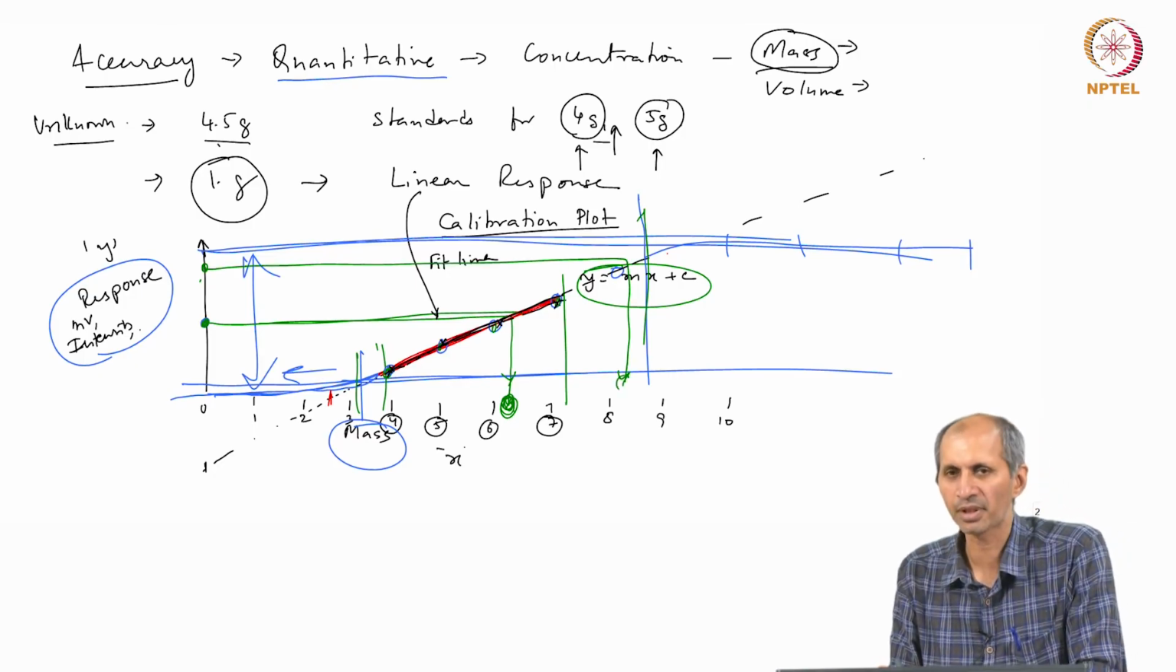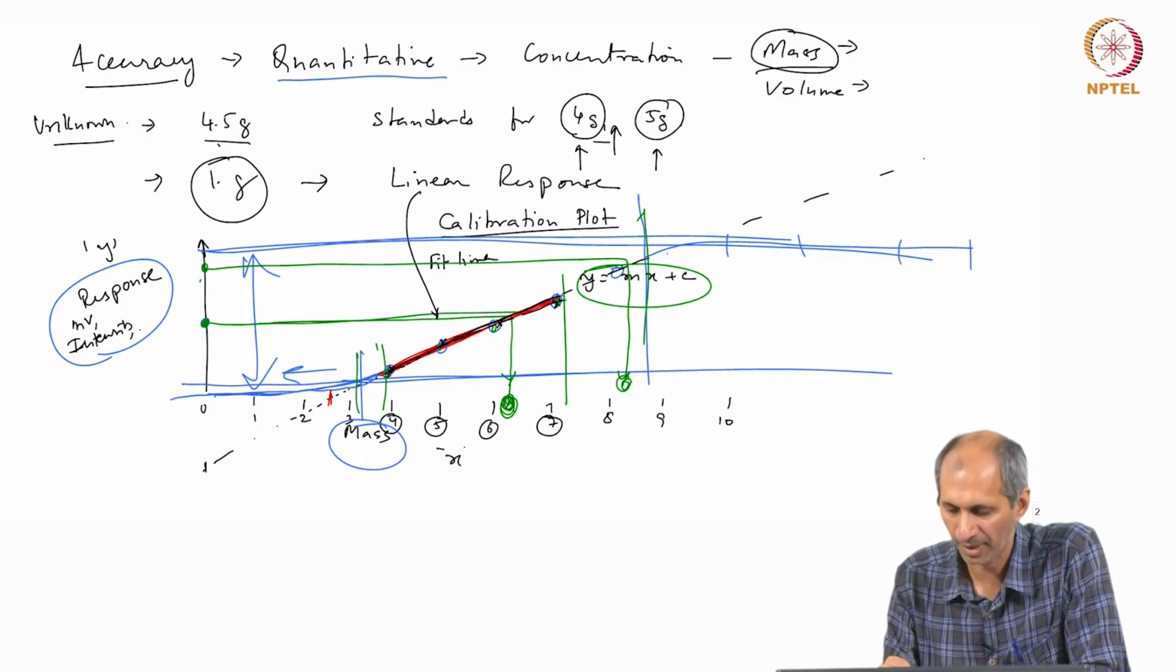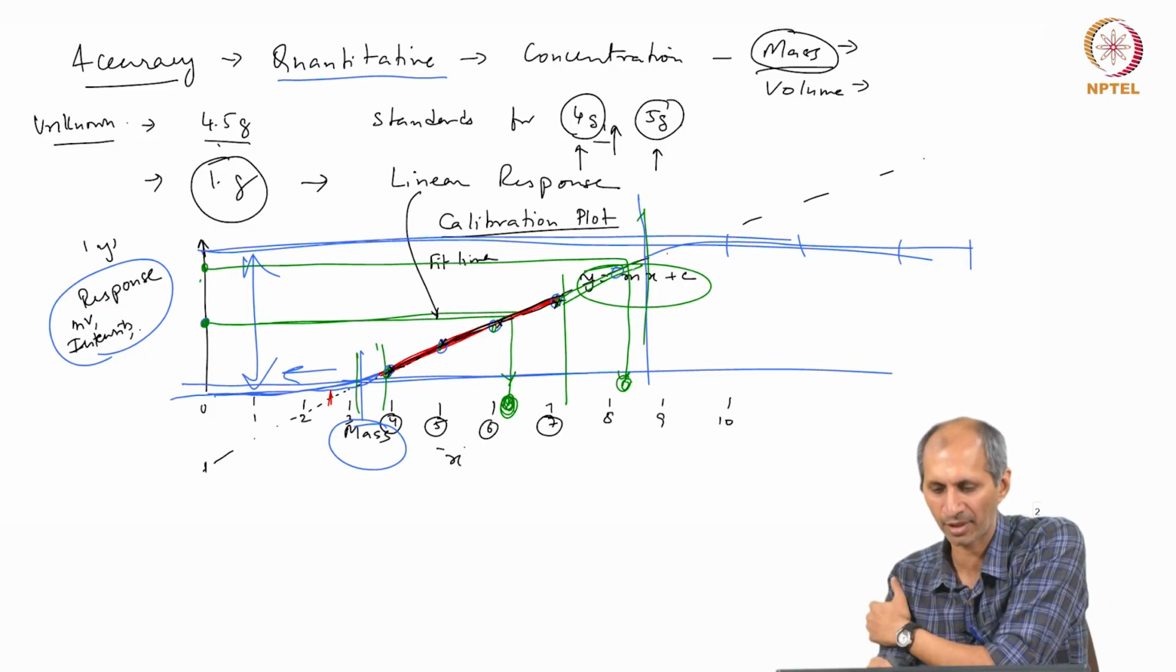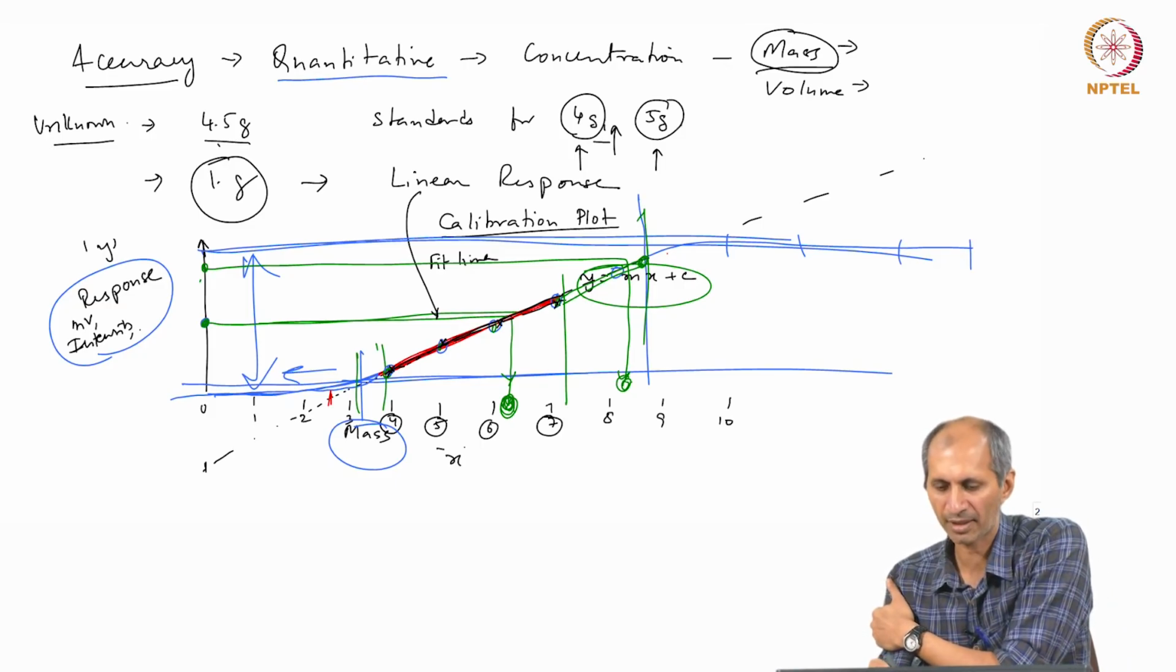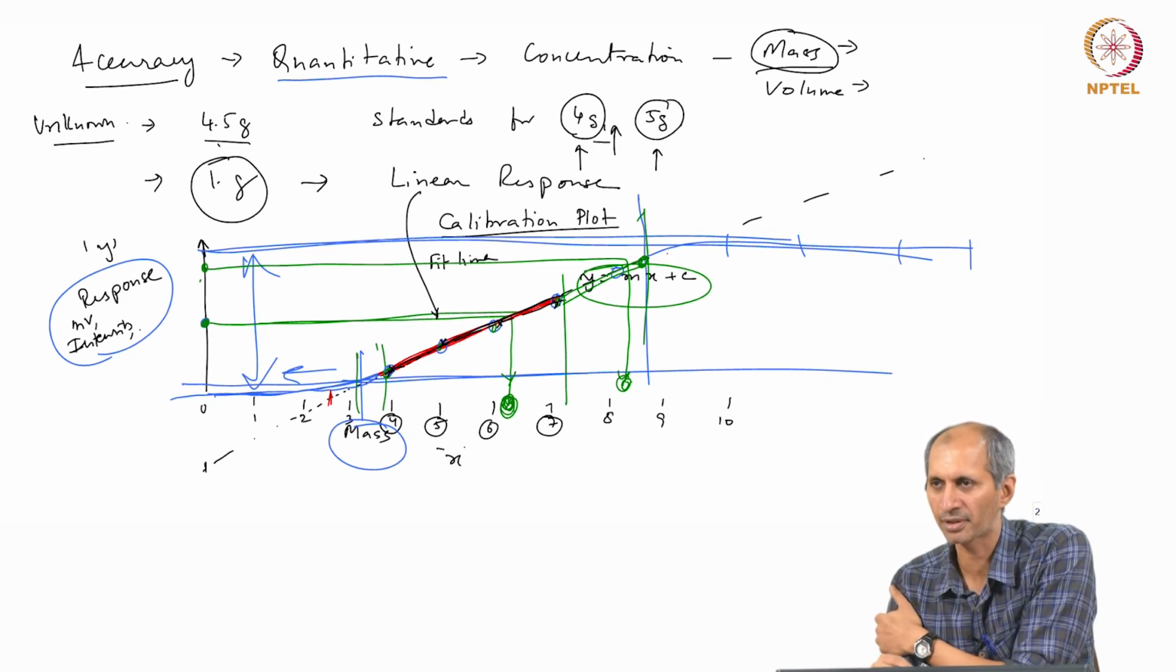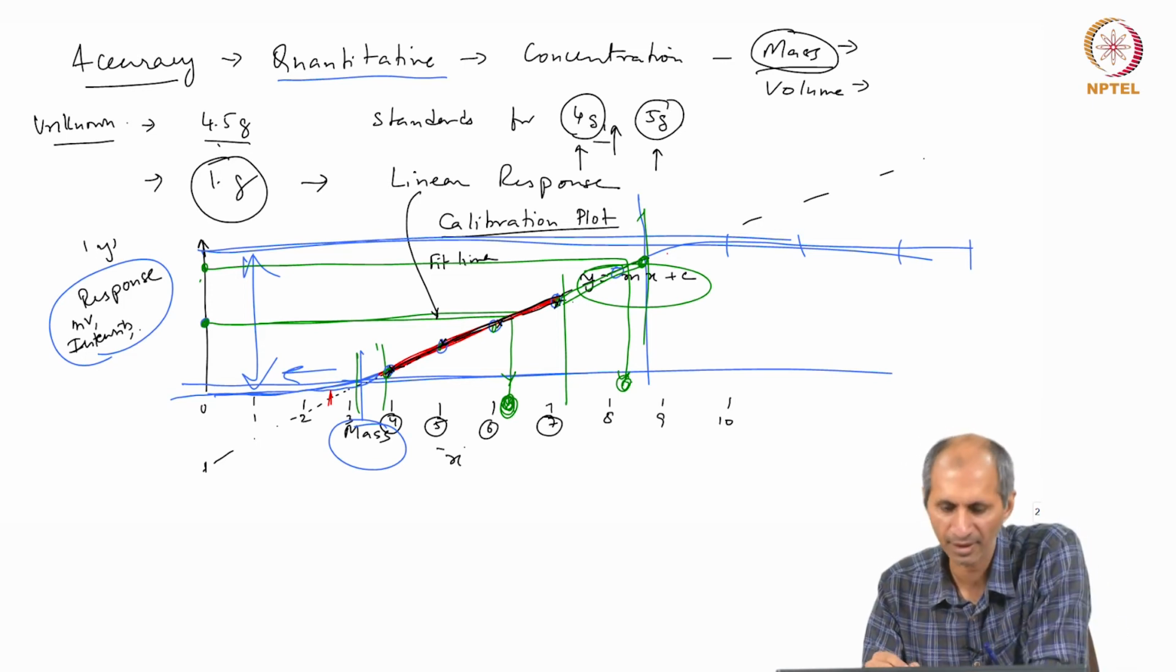If my sample is here, I am not really sure if this is the value. It could be, but I am extrapolating it, right. I do not know, I have not run a standard here. If I have a standard here and it is also falling on this line, I can say with great certainty that it is this value.